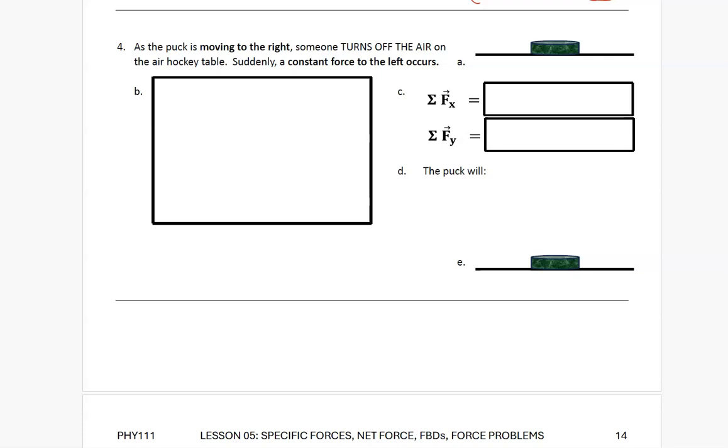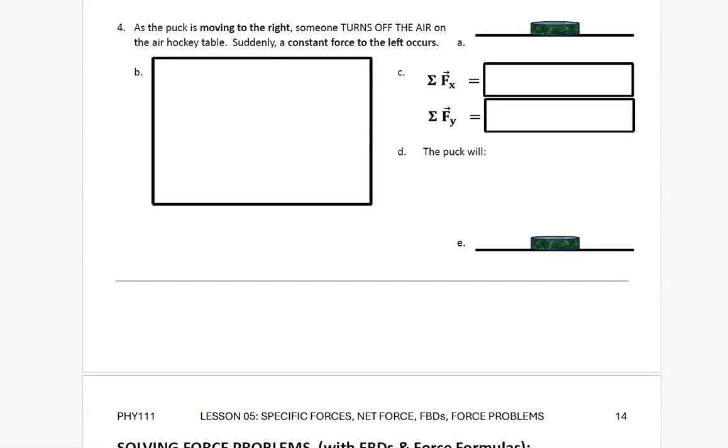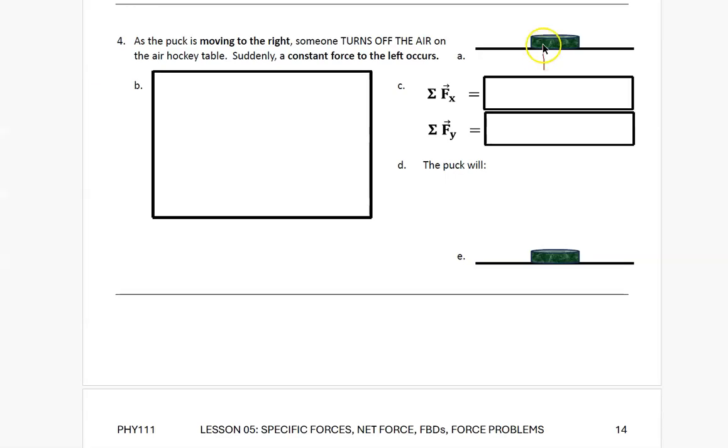As the puck is moving to the right, so it's already moving to the right, someone turns off the air on the hockey table. They turn off the air. Suddenly, a constant force to the left occurs. Well, if you have a hockey table that's blowing air up from the bottom to levitate this puck, and suddenly the air comes off, then now the hockey puck will have direct contact with the surface, and something's going to happen. That something is friction.